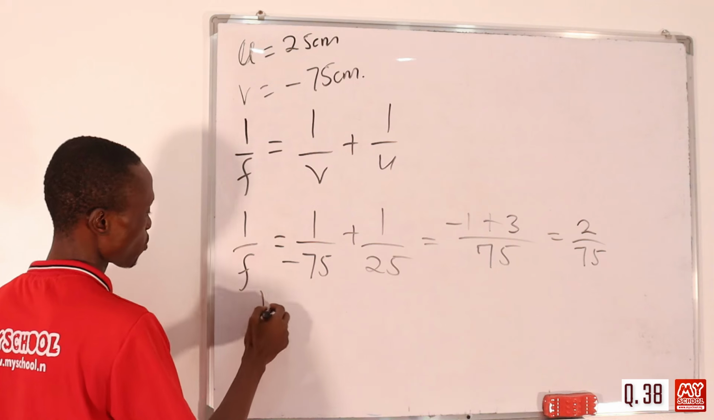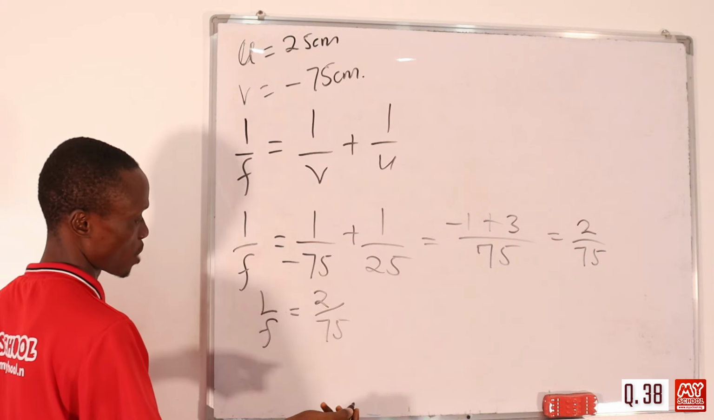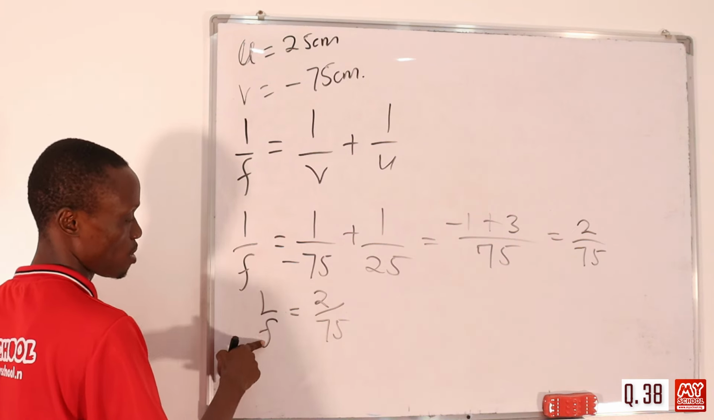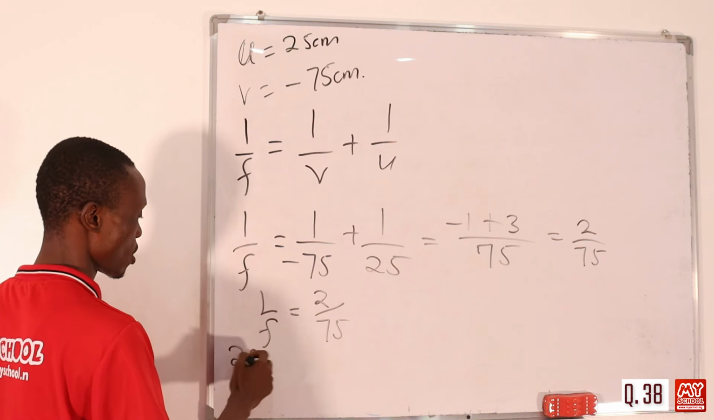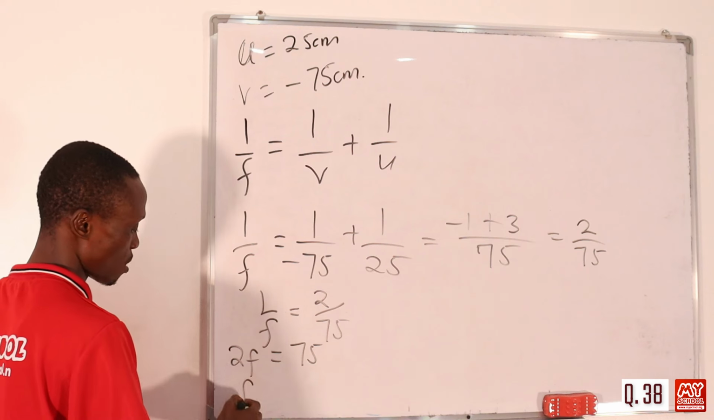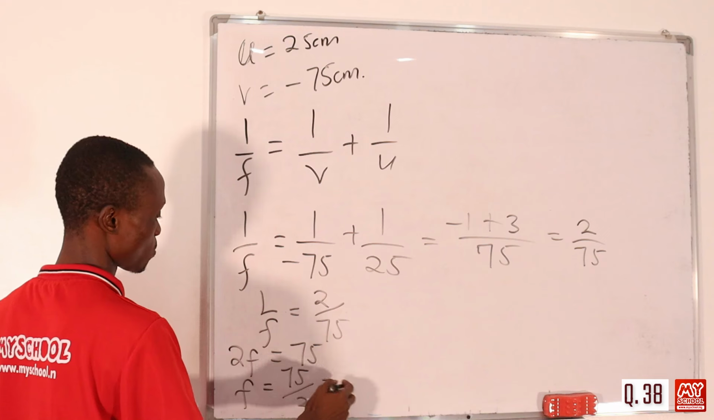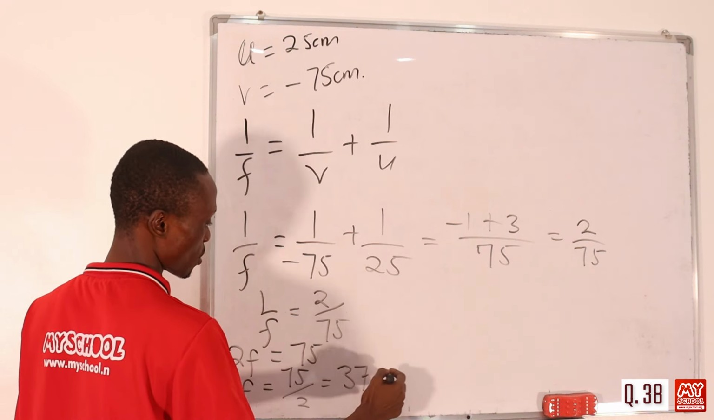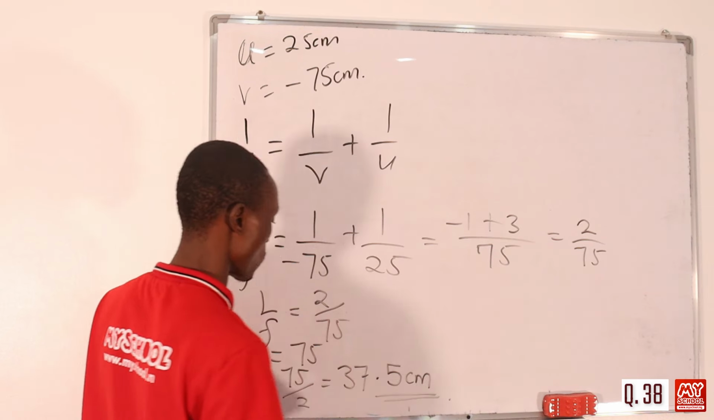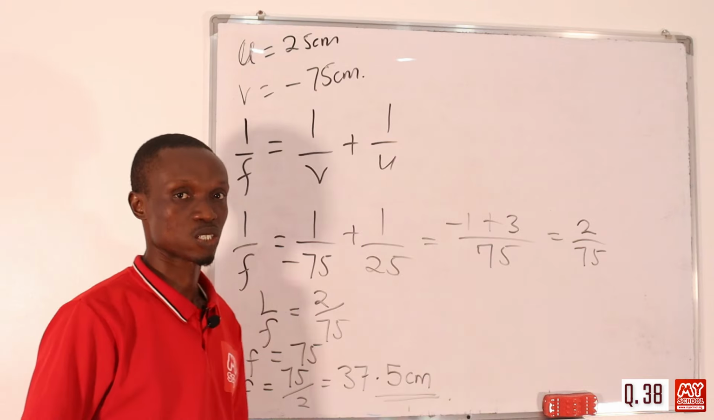So here, 1 over F is equal to 2 over 75, right? Since we are looking for F, not 1 over F, if we cross multiply, we have 2F equal to 75. So we divide both sides by 2, so that F is equal to 75 divided by 2, and this will be equal to 37.5 centimeters. So the focal length required is equal to 37.5 centimeters.